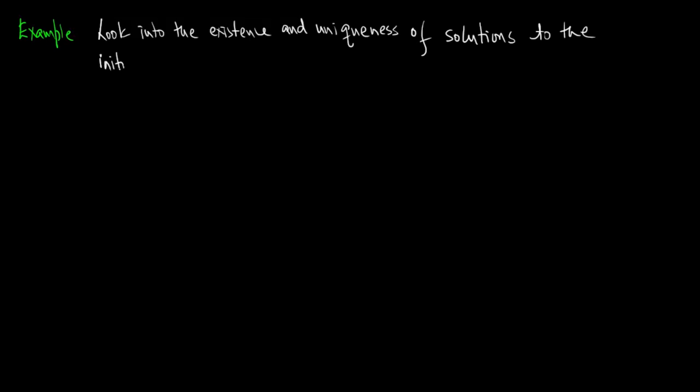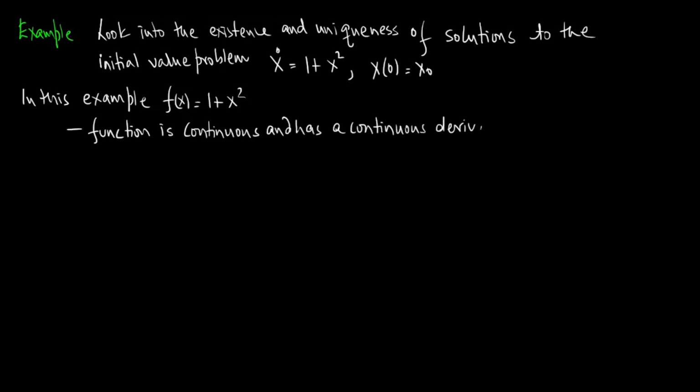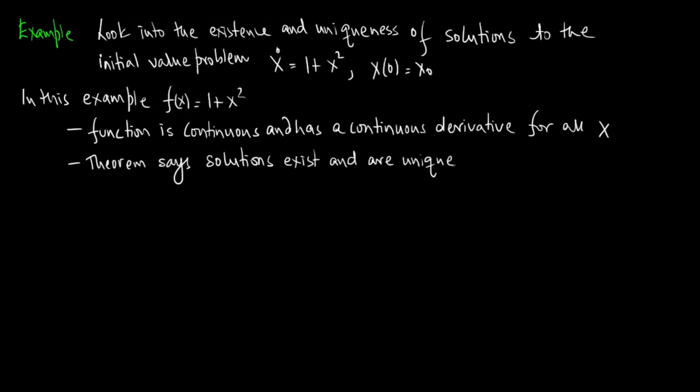Now let's consider an example. Let's look into the existence and the uniqueness of solutions to the initial value problem x dot is equal to 1 plus x squared, where x of 0 is x naught. In this example, f of x is 1 plus x squared. So the function is continuous and has a continuous derivative for all x. The theorem says that solutions would exist and be unique for any initial condition x naught.